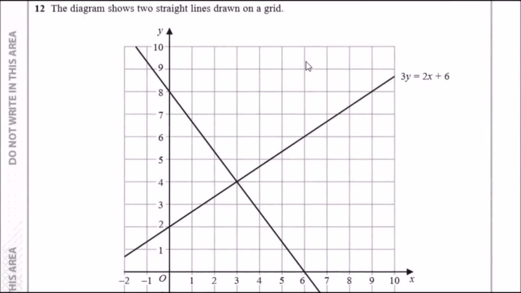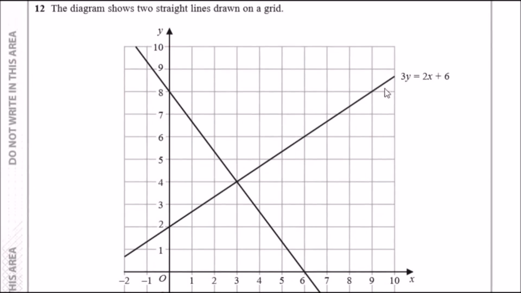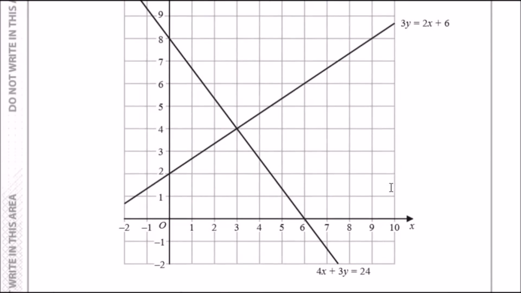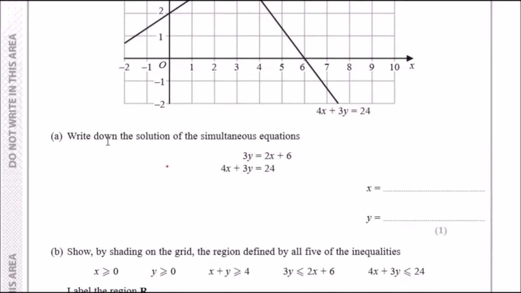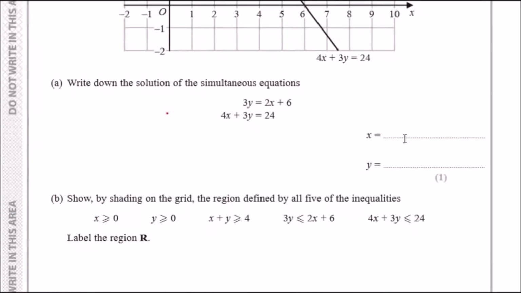Now here we go, 12. So diagram shows 2 straight lines drawn in a grid. Okay, so you got a straight line with this equation here and another straight line with that equation there. And you can see that they're intersecting here. So usually when they're intersecting, we can solve them simultaneously using simultaneous equations, yeah? That'll give us the exact coordinate. But here you can see this is intersecting at 3, 4. Now, write down the solution of the simultaneous equations. That means where did they intersect? Well, 3 and 4. Easy.